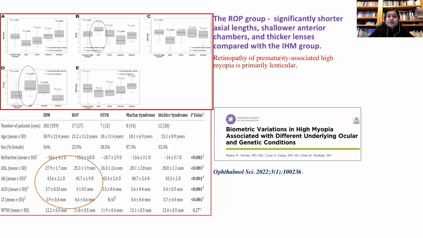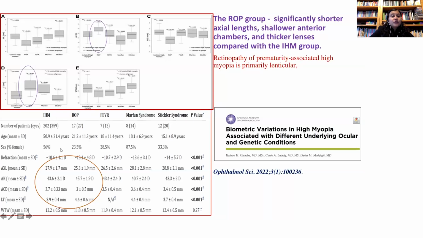So this is a very interesting study which did biometric evaluations of variations in high myopia associated with different underlying ocular and genetic conditions, and the authors found that patients with treated ROP have significantly higher lens thickness and higher K values, and lesser anterior chamber depth and lesser axial length compared to the other groups with high myopia.